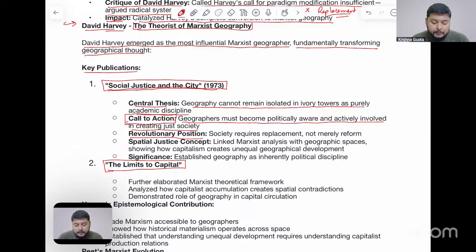Then a revolutionary position was also taken here. Society requires replacement, not merely reform. अब society में आप क्या कर सकते हो? If there is, we can say, racism, what is the solution of this racism? क्या है रेसिज्म का सॉल्यूशन?